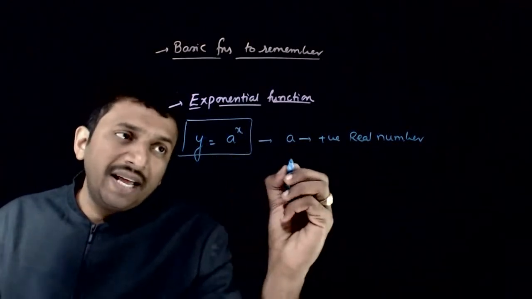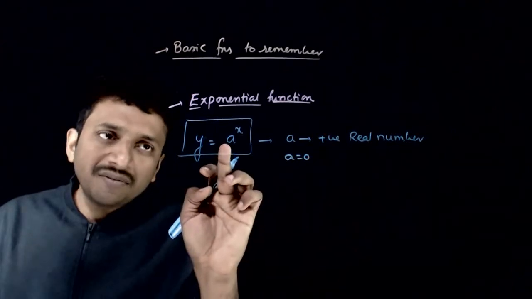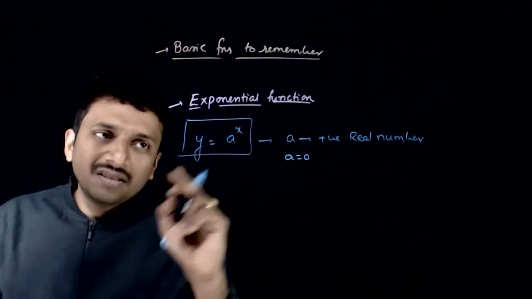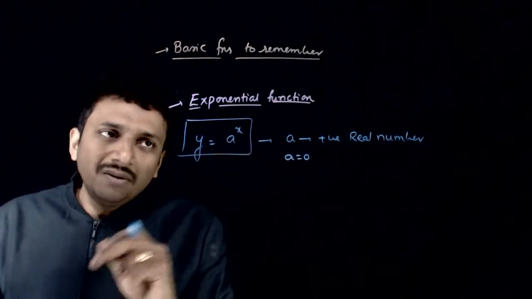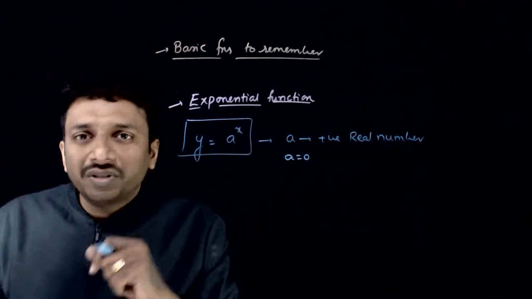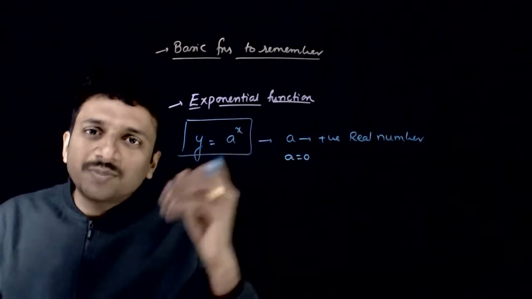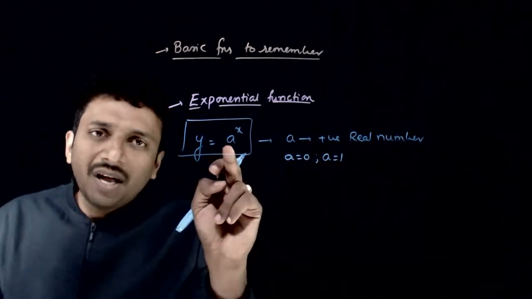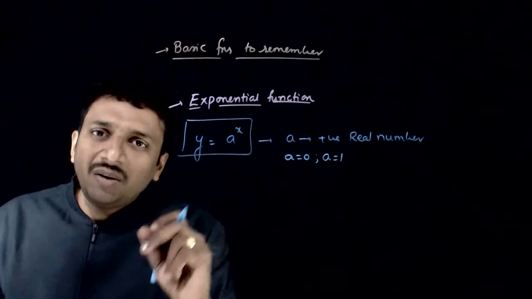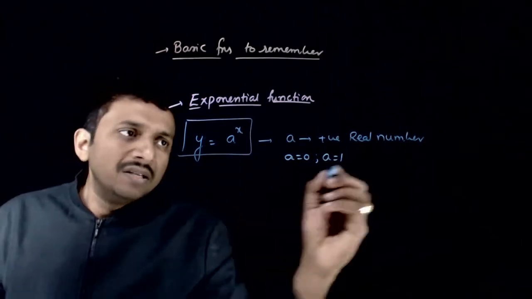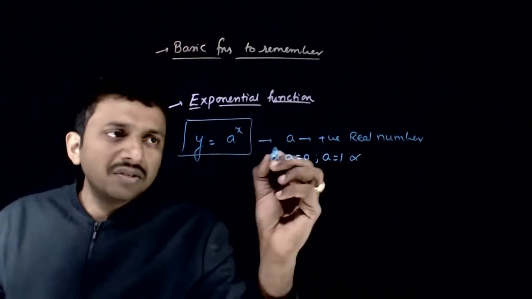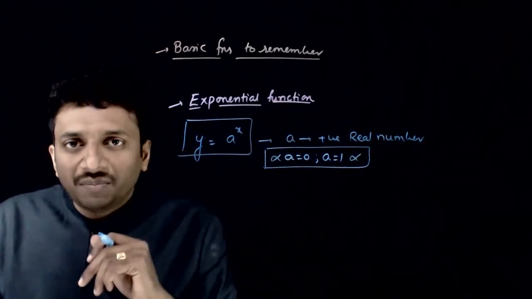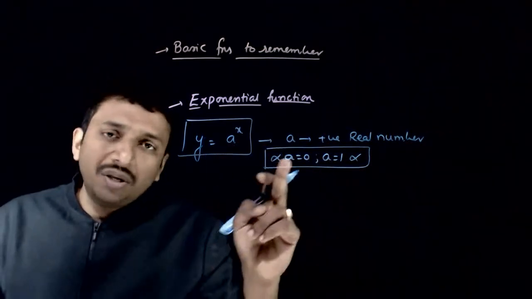And we don't take a is equal to 0, because if a is equal to 0, a power x will always be equal to 0, and when x is equal to 0, 0 power 0 is not defined. So there is no exponentiality in it. And we don't take a is equal to 1, because if you take 1 power x, this will always be equal to 1. This will be a constant function. So we don't take these two values.